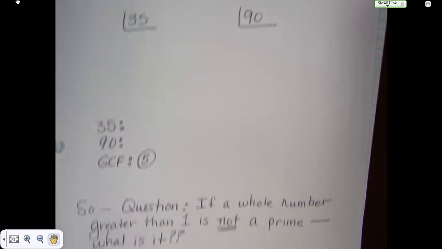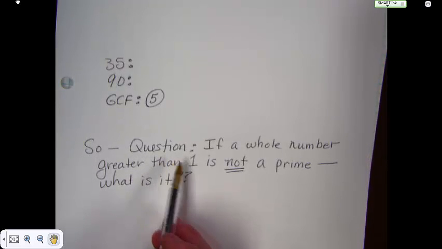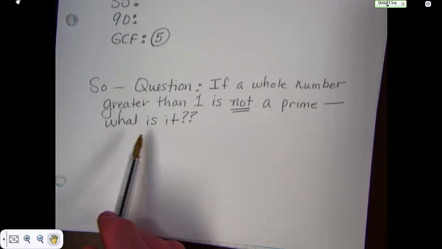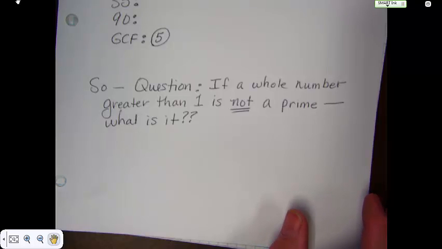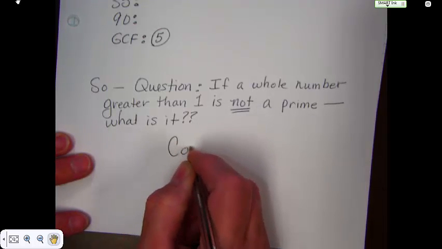Okay, one last question. If a whole number greater than 1 is not a prime, then what is it? Oh, yes, of course. It's a composite.